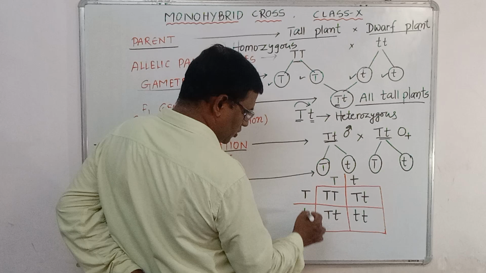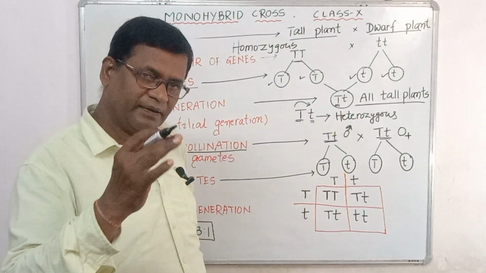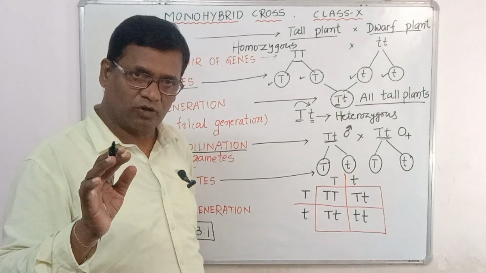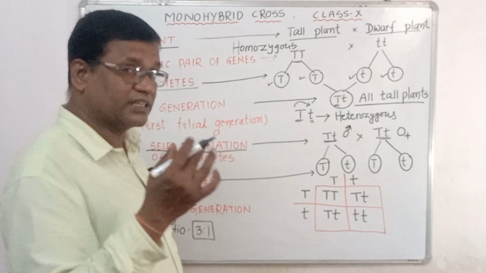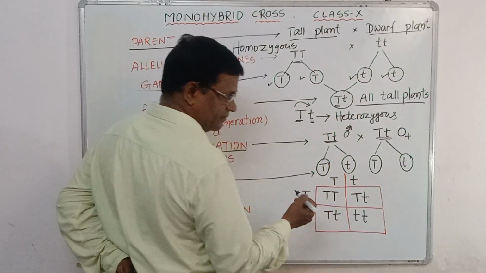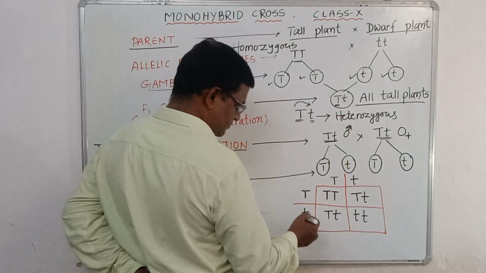When you cross this, always try to find out by forming a table, otherwise you get confused. You see, capital T combines with capital T, capital T, capital T will come. Capital T combines with small t, capital T, small t will come.